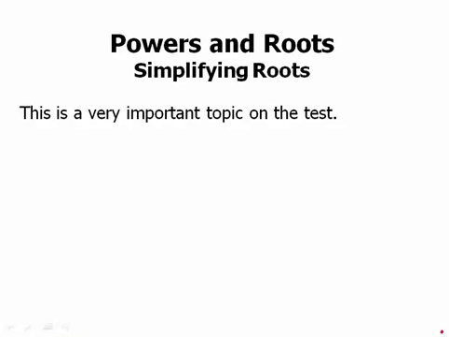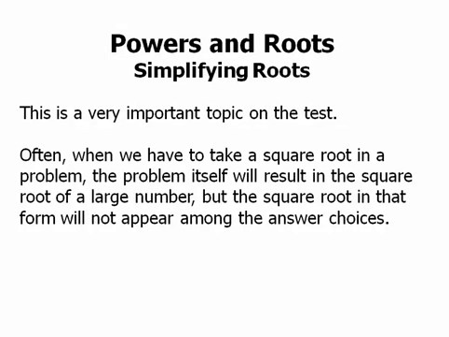Simplifying roots. This is a very important topic on the test. Often when we have to take the square root in a problem, the problem itself will result in the square root of a larger number, say the square root of 75 or the square root of 80, something like this. But the square root in that form will not appear among the answer choices. In other words, we'll do all our math correctly, and yes, square root of 80 should be the correct answer, but we will not see square root of 80 listed as an answer choice in the multiple choice answers.